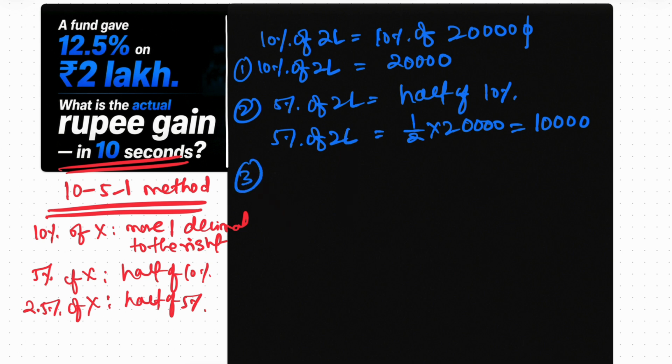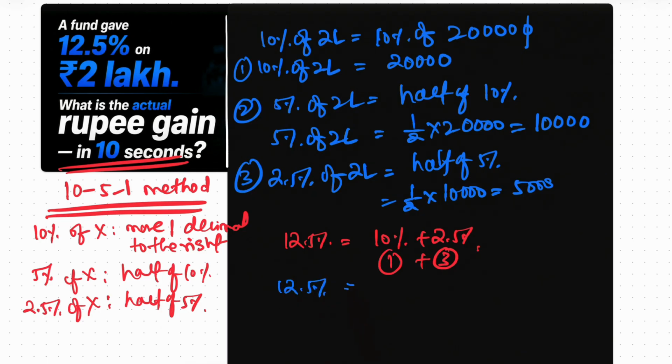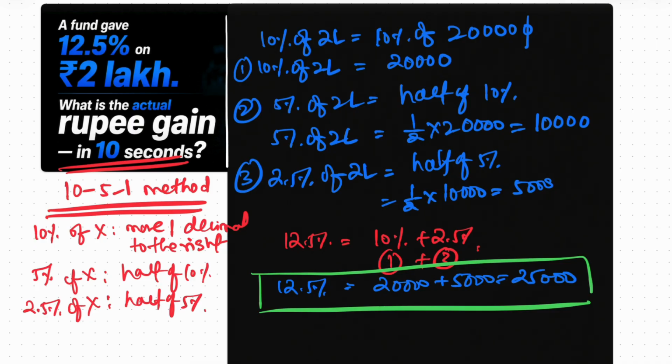Now step 3 is 2.5%, which you need. That is half of 5%. So 1/2 times 10,000 is 5,000. So 12.5% is nothing but 10% plus 2.5%, which is the sum of 1 plus 3 in the above case. So 12.5% is 20,000 plus 5,000, which is 25,000. That's the answer.